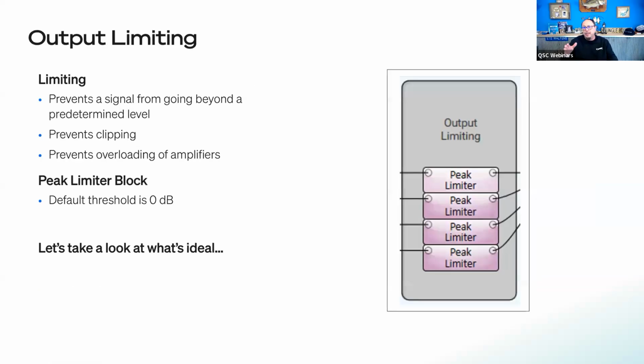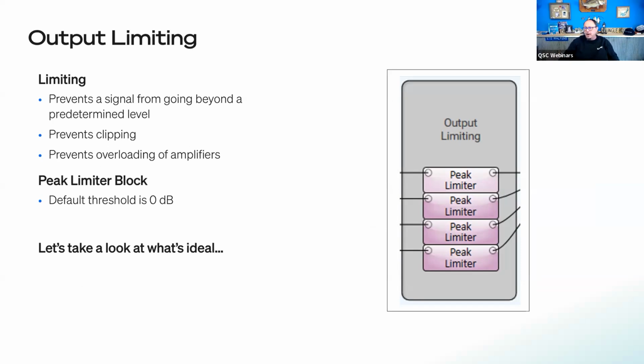Output limiting. Typically, you see compressors and AGC on the front end signals, and you'll see limiters and peak limiters on the output port. Limiting prevents a signal from going beyond a predetermined level. It prevents that signal from clipping, and it prevents overloading amplifier channels.